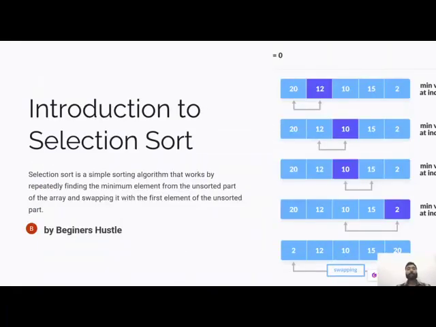Hi, my name is Deepak, and today I am going to give an introduction to selection sort. First of all, what is selection sort?